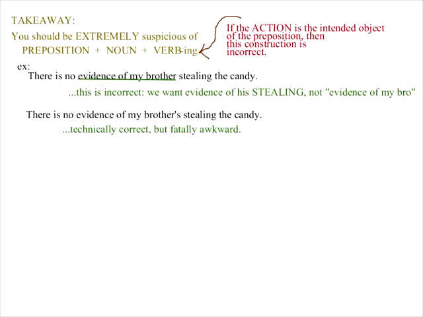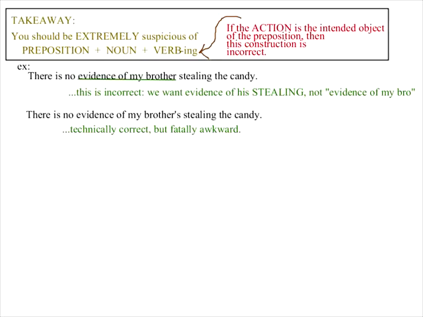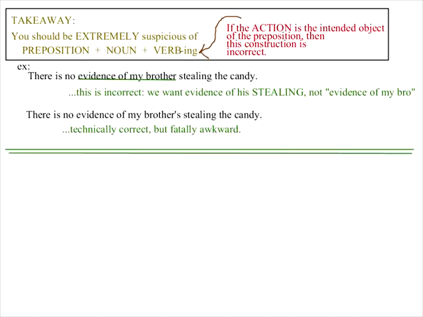Okay, it is correct in some instances. Let me give you an example. So, preposition plus noun plus verb-ing is only correct if the actual noun is the intended object of the preposition.